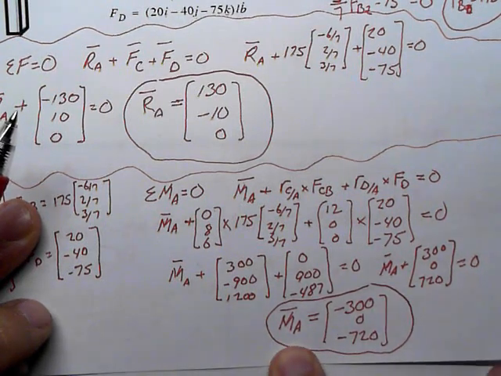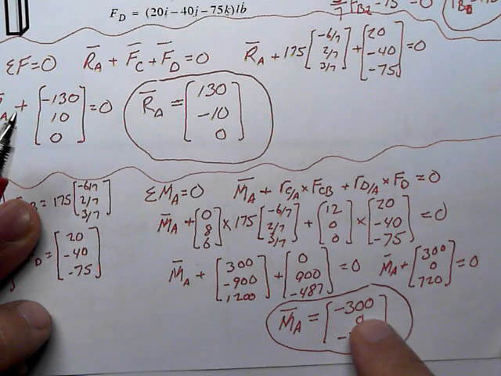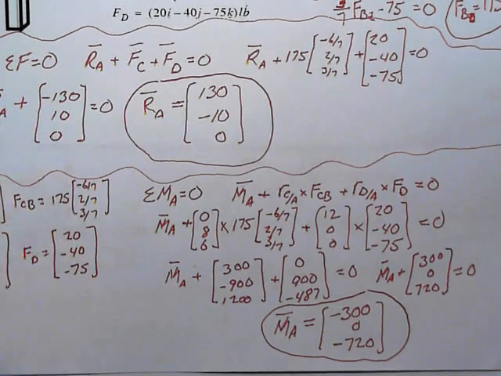And so the moments at A are a minus 300, a 0, and a minus 720. I didn't anticipate that moment about the y-axis being 0, but there it is. That's the way it turned out.